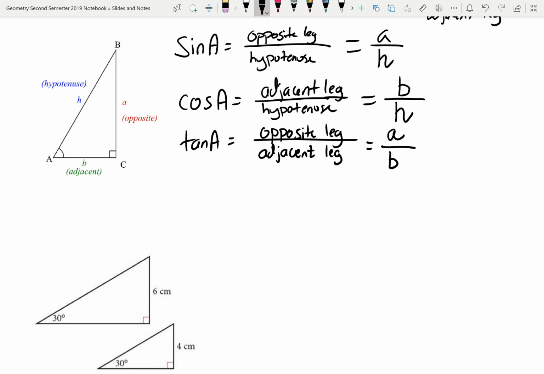So to review, sine, cosine, and tangent are all ratios of two sides of a right triangle. This only works for right triangles. And they are, the sine is opposite over hypotenuse, cosine is adjacent over hypotenuse, tan is opposite over adjacent.